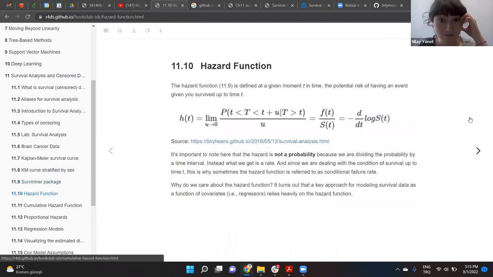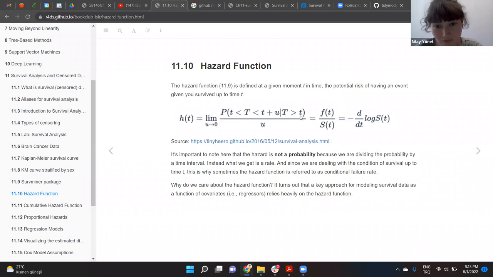Then we come to the hazard function. And here we see that it's a conditional probability. Here, when the event time is later than, or bigger than, the observed time, what is the probability of the event time happening between the observed time and only a little bit later than the observed time, because u is going to zero. And we have a division of this probability by u here.